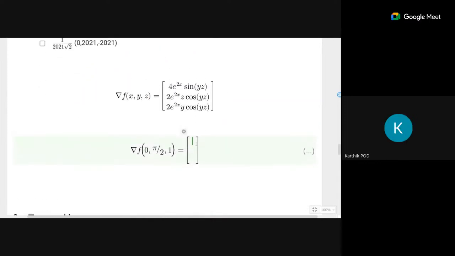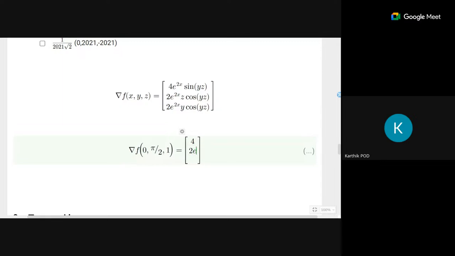So sine of pi by 2, 0, comma 2 into e raised to 2xz, comma 2 into e raised to 2xy. Sine 90 is 1, right? So what is the first component? It is 4, 4 e raised to x... This is just 4, right? E power 0.